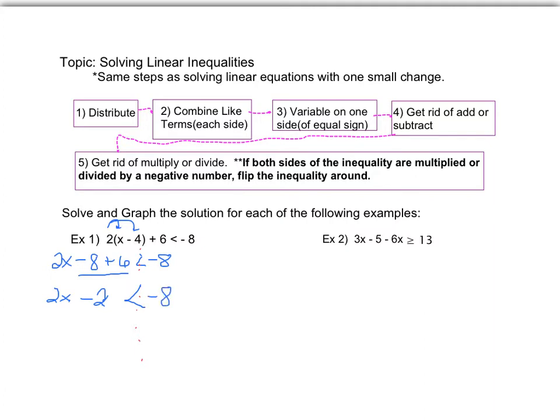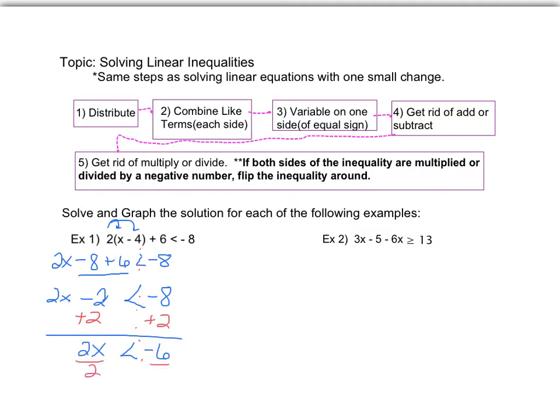Next thing I'm going to do is make sure I have the variable on only one side, and I already have the variable on only one side, so I can skip step 3. Then I'm going to look exclusively at my side with the variable and try to get rid of any adding or subtracting, so I'm going to get rid of a subtract 2 by adding 2 to each side. Again, everything drops down, so the 2x, which I haven't done anything with, my inequality symbol, negative 8 and positive 2 is negative 6. And my next step, I'm going to divide both sides by 2.